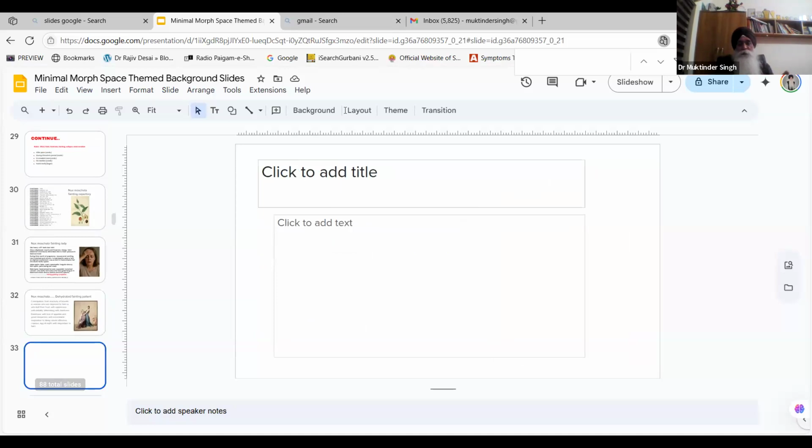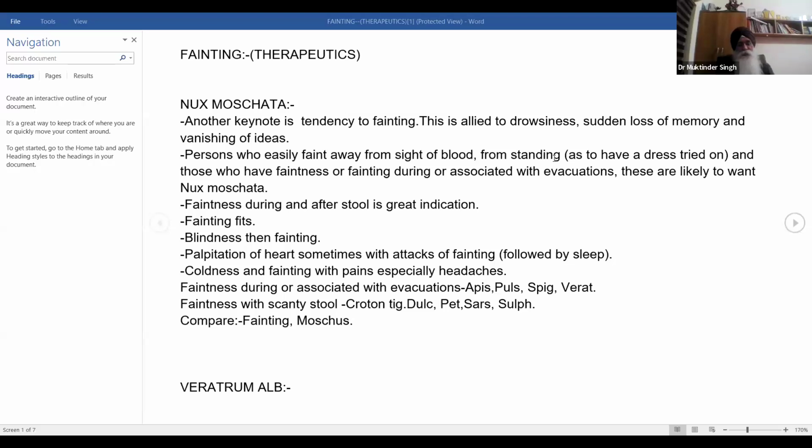So these are the symptoms which give rise to the kind of sudden syncope. So I think I should now give the time for question and answer. If you have any, just type, and I'll answer.